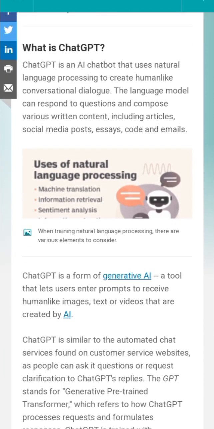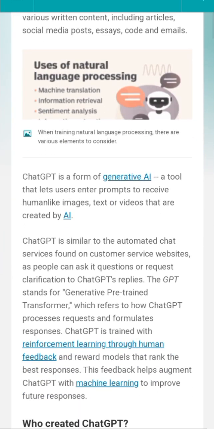ChatGPT is a form of generative AI, a tool that lets users enter a prompt to receive human-like images, text, or video. ChatGPT is similar to the automated chat services found on customer service websites, as people can ask it questions or request clarification to ChatGPT's replies.